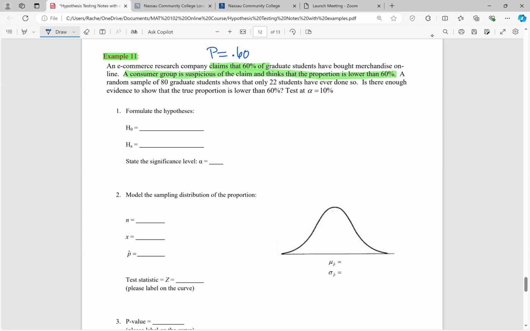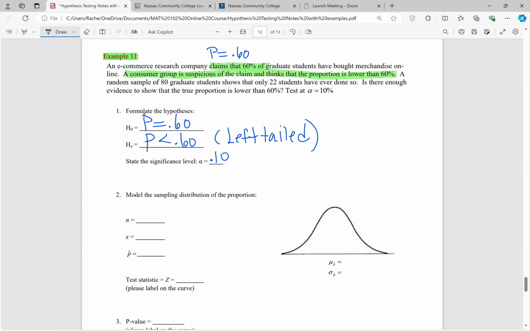So let's formulate our hypotheses. That's always the first step. The null hypothesis is the assumption that the population proportion of graduate students that have bought merchandise online is equal to 0.60. The alternative is what we're testing. The suspicion is that the population proportion is lower, or less than, 0.60. If you want to make a note that this is a left-tailed test, go ahead. And I'm asking you to test at an alpha level of 10%, which as a decimal is 0.10. We're going to state that in the first step as well. So now we know what we're testing.